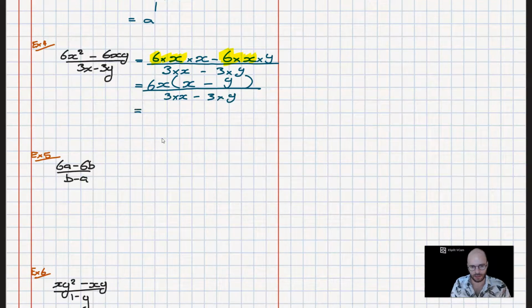Okay, now let's turn our attention to the denominator. We've got a 3 times an x and a 3 times a y, so we ask ourselves what's common. Well, there's a 3 here. So let's take these guys out. So upstairs we still have the 6x. Downstairs we have the 3x. Alright, first step is let's deal with these x take y's.